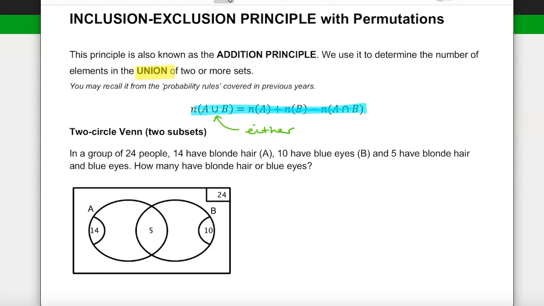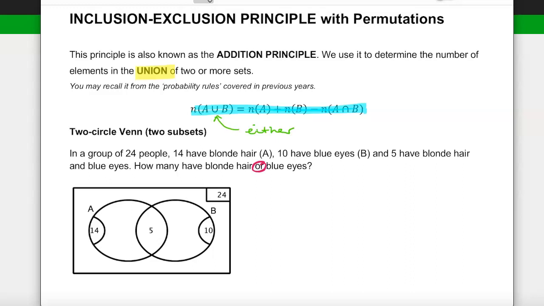Let's have a look at a two-circle Venn diagram just to remind us of these situations. In a group of 24 people, 14 have blonde hair, set A, 10 have blue eyes, set B, and 5 have both blonde hair and blue eyes. We want to find out how many have blonde hair or blue eyes.